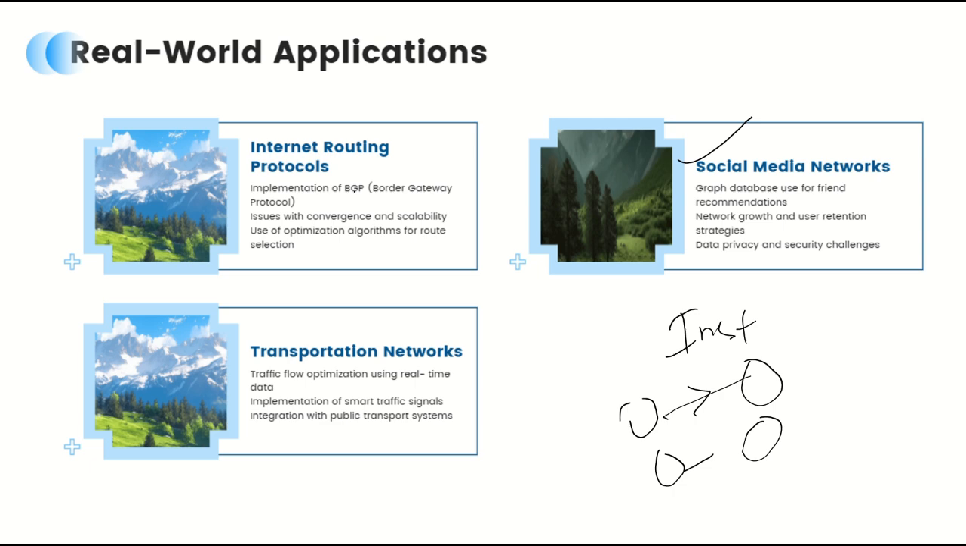Now, internet routing protocols, such as Border Gateway Protocol, is one of the protocols that we use in our day-to-day life that is very much needed for the internet. That is also a best application for adjacency lists. And also transportation networks, such as the traffic flow in modern cities. Traffic management has also become a very big thing, so adjacency lists can also be utilized there.